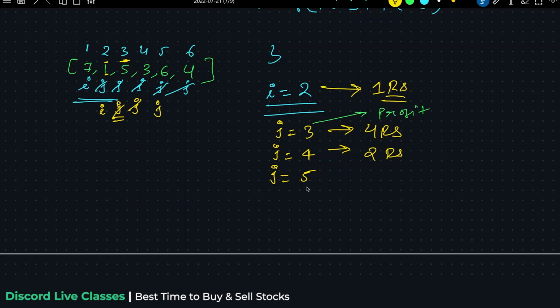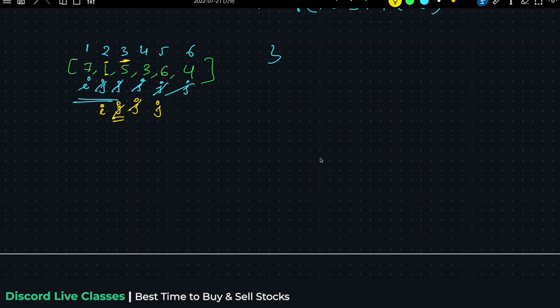So tell me, on the fifth day, j equals 5, how much profit will you be getting? If you have bought this particular one and you are selling on the third day, how much profit are you getting? 5. Correct, 5. Okay, let me do it again, because I think I made some mistake. Let me check it again.